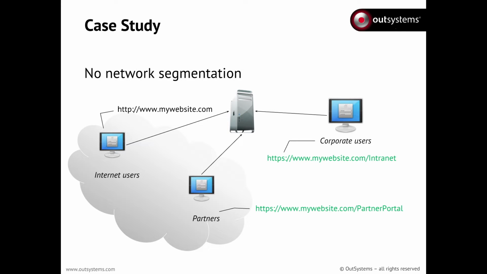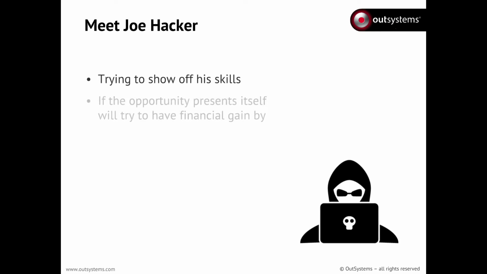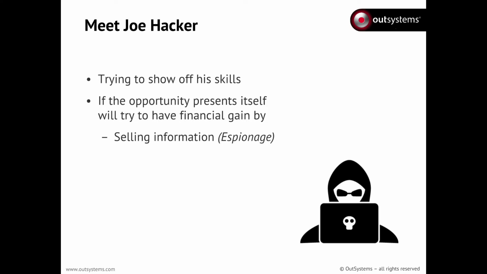Currently, there is no network segmentation. And therefore, this initial layout has several problems. And to understand the problems, let's first meet Joe Hacker. Joe Hacker is trying to show off his skills. If the opportunity presents itself, he will try to have financial gain of those skills by selling information. This is also called espionage. Selling damage. This is called sabotage. And even moving funds. This is in a very specific case of trying to attack a bank.